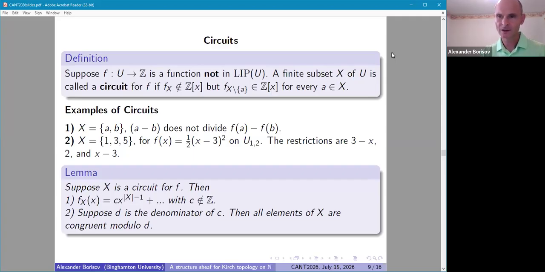Here's a simple lemma about circuits. Suppose X is a circuit. Then we know that by definition, the interpolation polynomial is not in Z of X. But actually, we can say more. Its highest degree coefficient is not in Z. This coefficient has a name. It's called divided difference. It's used a lot in mathematics, especially applied mathematics. Suppose D is the denominator of this in simplest terms, then all elements of X are congruent modulo D. So the circuit must lie in some proper arithmetic progression. I want to say that arithmetic progressions are at the very heart of this whole subject.